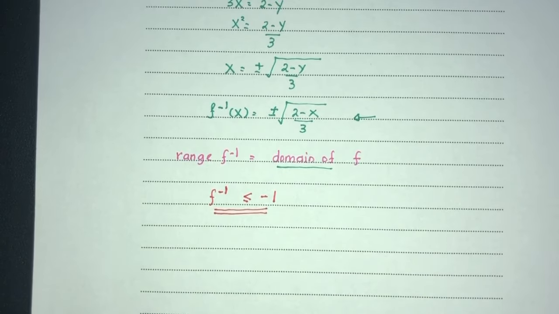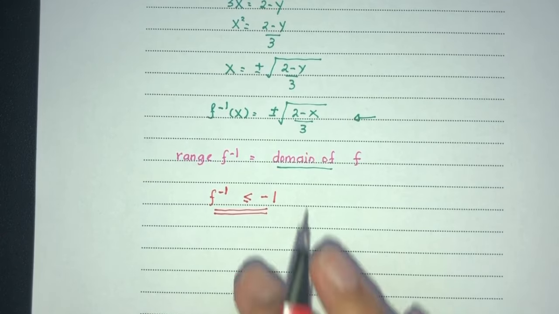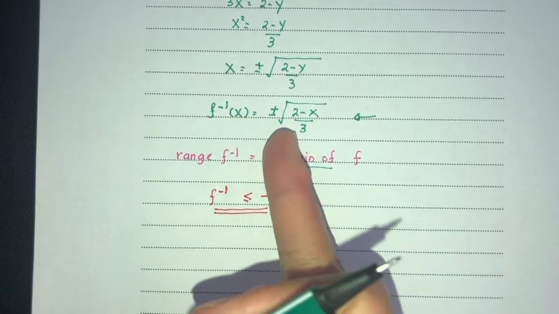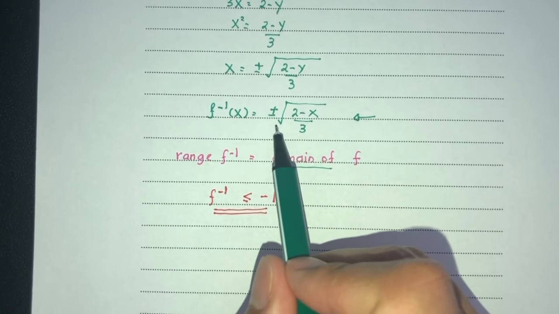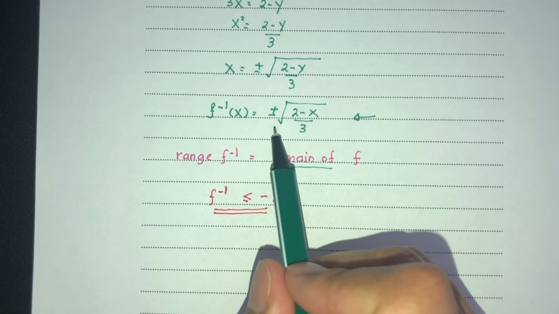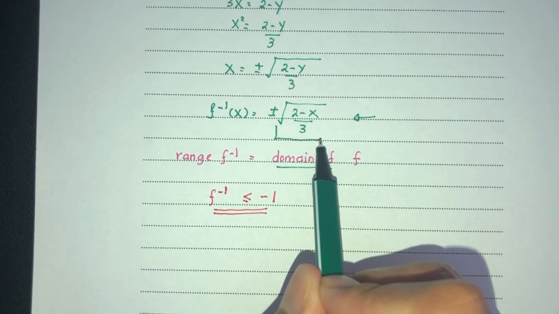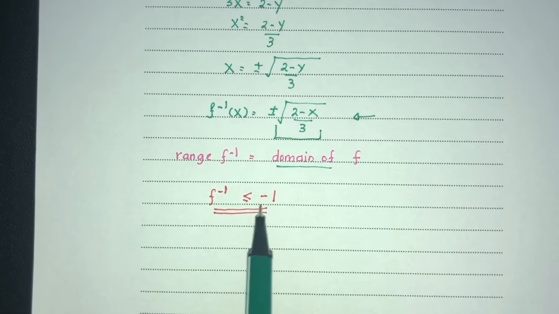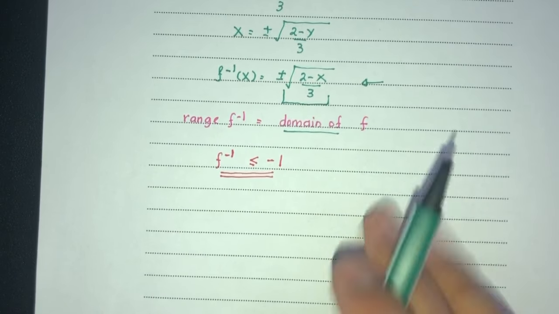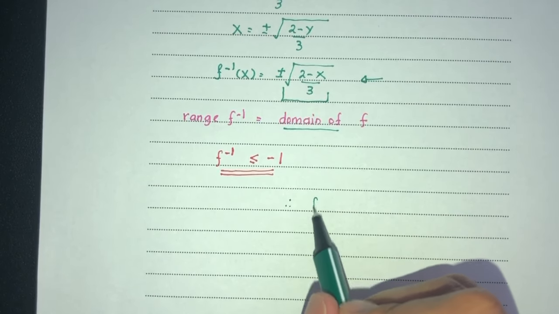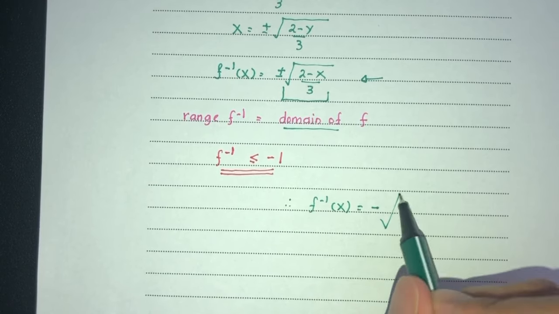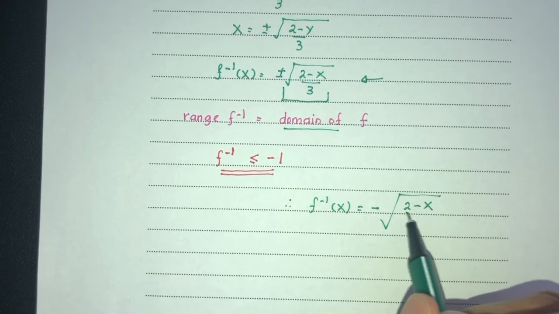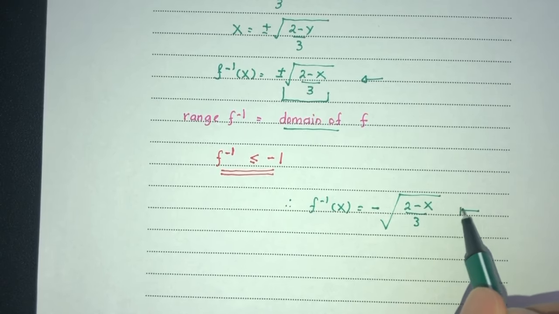Given this is the domain, which one are you going to take? So obviously you understand that when you apply square root of a value, at least in real values, this can only be positive. Now for this whole thing to become negative, we need this to be the minus sign. So therefore, we conclude f inverse of x has to be minus root of 2 minus x over 3. So this is your value for f inverse of x.